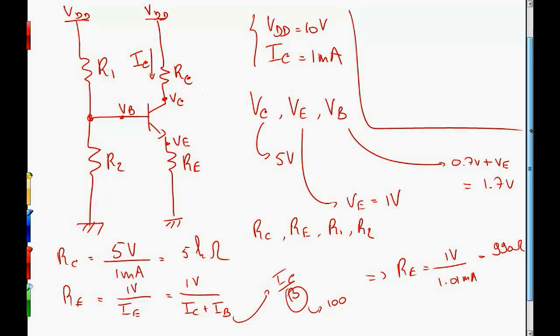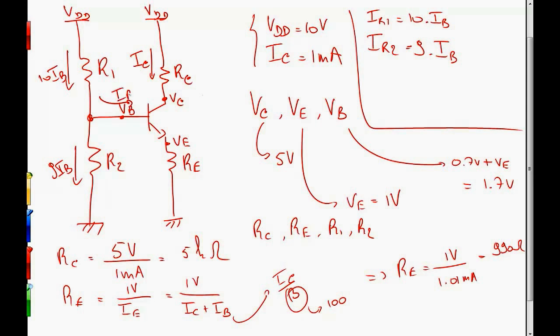So a design rule of thumb is actually to take the current flowing through R1 equal to 10 times the base current, and the current flowing through R2 equal to 9 times the base current. So that gives you 10 times the base current. This current would be 9 times the base current, and that's actually respecting Kirchhoff's law by taking into account the base current that flows into the base. Now in this case 10 times the base current is equal to 100 microamp, and 9 times the base current is equal to 90 microamp.